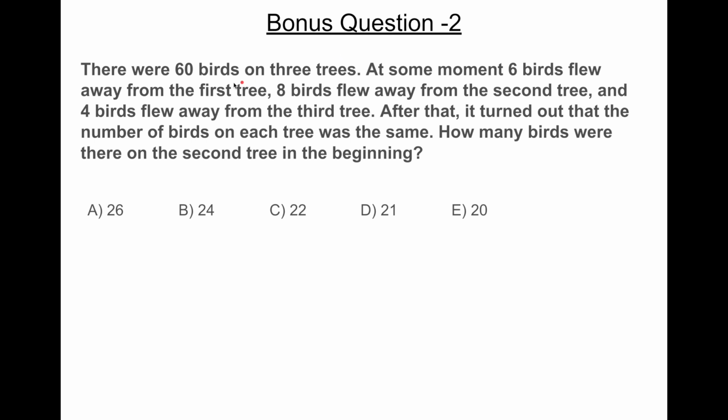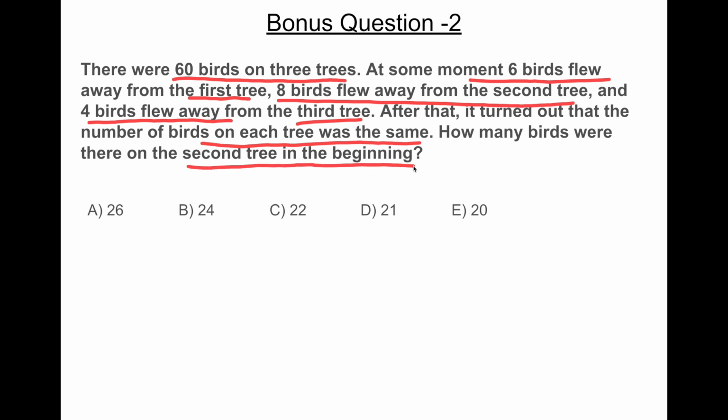Bonus question 2. There were 60 birds on 3 trees. At some moment, 6 birds flew away from the first tree, 8 birds flew away from the second tree, and 4 birds flew away from the third tree. After that, it turned out that the number of birds on each tree was the same. How many birds were there on the second tree in the beginning?